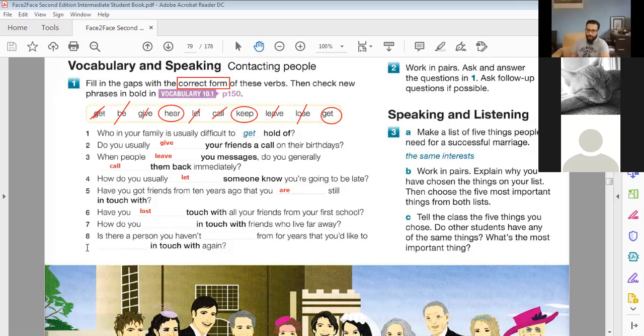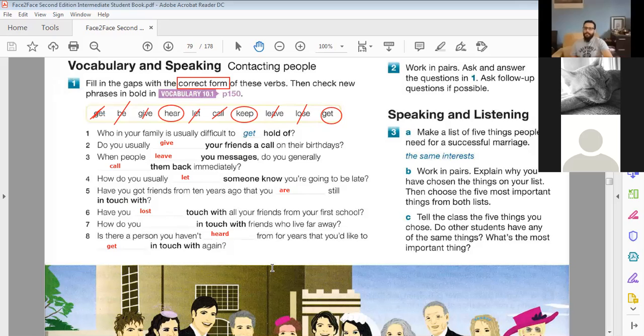Now the first gap, I think it's correct what you chose, but I think you need to change the verb form of hear. Okay. Is there a person you haven't heard? How do you pronounce it? What's the past participle of hear? Heard. How do we say it? Yeah, but we don't read it like that. Heard. Yes, that's it. Heard.